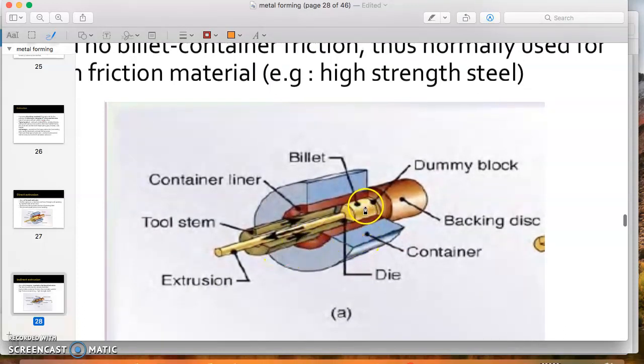We can see here, this is the billet, and behind the billet you have a dummy block. And then this is the die, the tool stem or die. So the die will move to the right. The dummy block will stay stationary, only the tool stem moves to the right. When it moves to the right, it will push the billet through the opening of the die and out from the die with a smaller diameter.